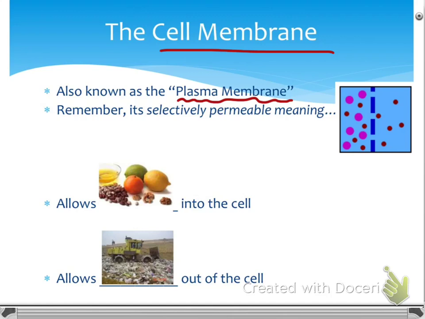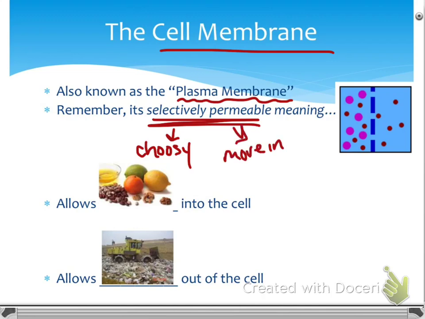But remember, it is selectively permeable, meaning this is selective or choosy. And then permeable is the ability for things to move in and out. So what that means is the cell is very selective in what moves in and out.